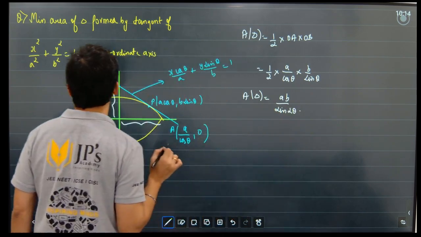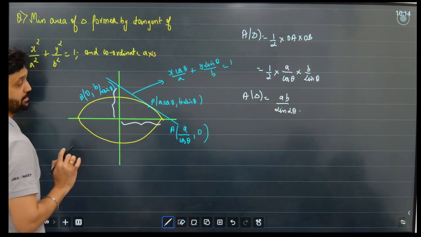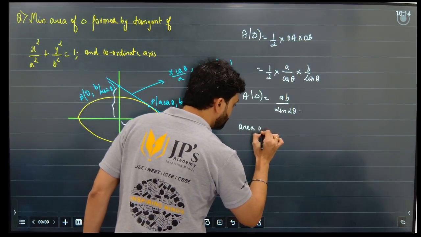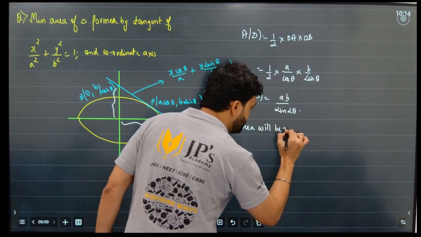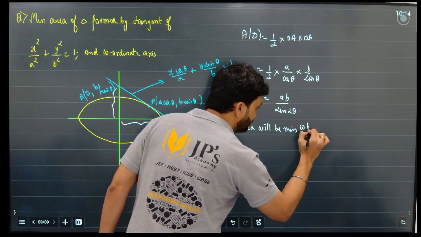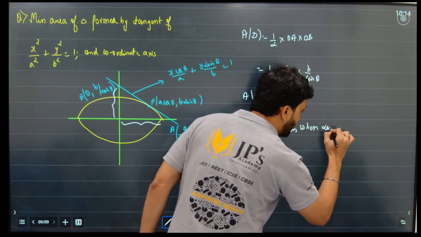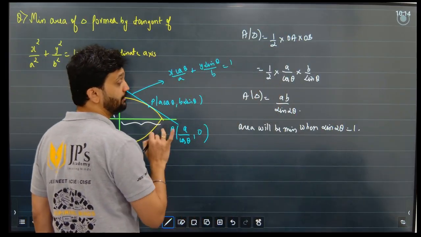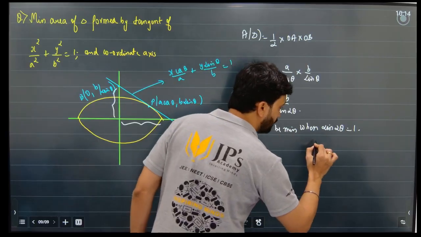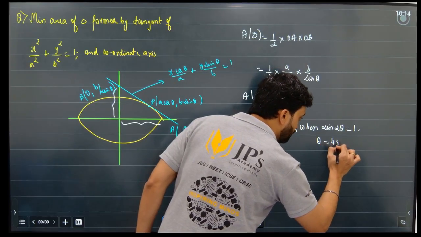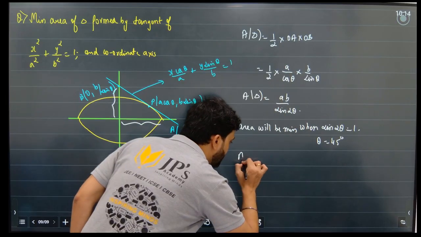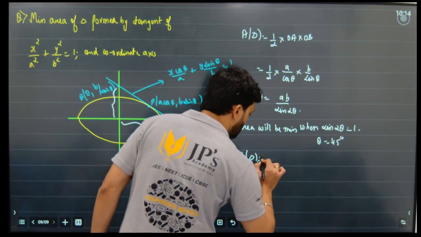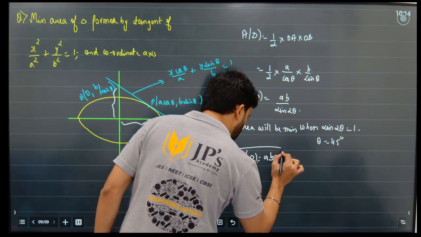Now listen carefully. मिनिमम एरिया ऑफ ट्राइंगल फॉर्म. अब मुझे पता है कि एरिया विल बी मिनिमम व्हेन साइन 2 थीटा विल बी 1. 2 थीटा विल बी 1, पूरा 1 होना चाहिए तो ही मिनिमम होगा. Therefore I can write the theta should be 45 and minimum area would be AB. This is your minimum area.